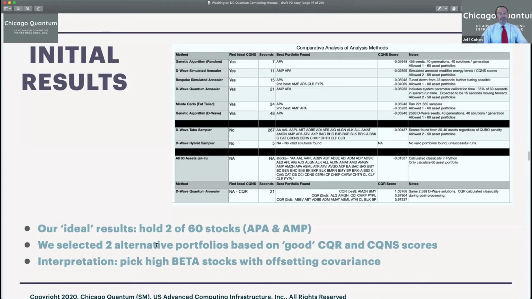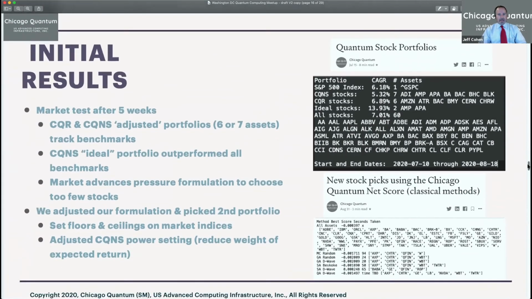So there's an interpretation as well. Our model is picking high beta stocks that have the potential to run with the market, with heavily offsetting covariance terms. If I had to describe it, we built a model that looks for the pattern behind the trading data. So high beta, lots of money when the market goes up, and the covariance is offset, so I have very low variance or volatility expected, assuming that they trade the same way moving forward.